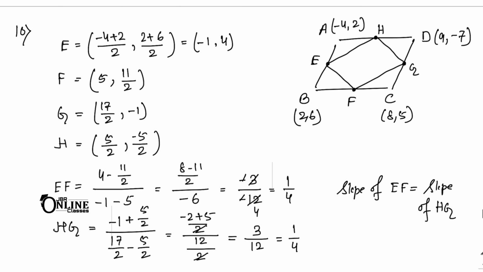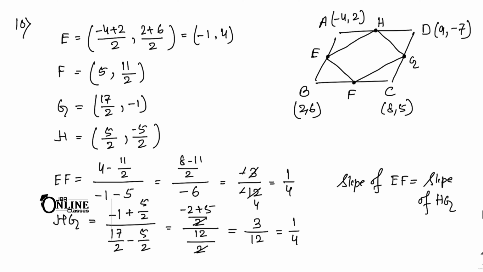In this way you can also find out the slope of EH, that one equal to the slope of FG. Okay, so as the slopes of the opposite sides are equal, then definitely it will be a parallelogram or a rectangle.